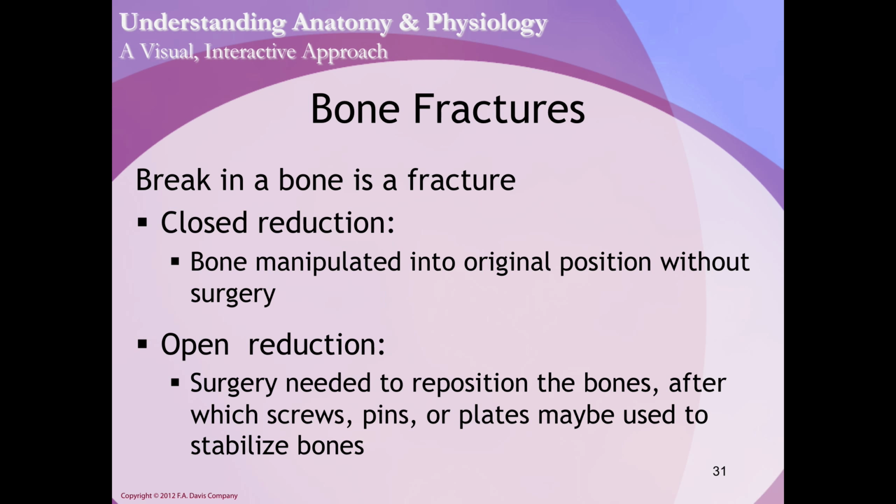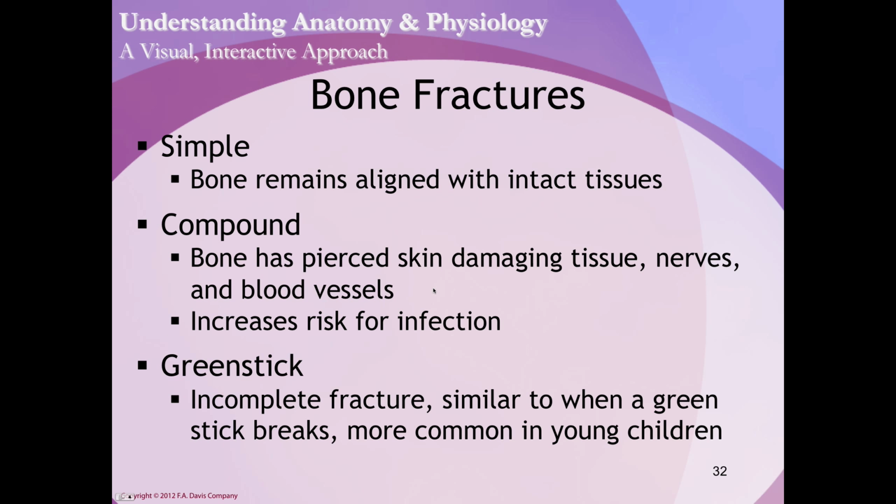Okay, so if you have a break in a bone, this is called a fracture. A closed reduction means that you don't have to open somebody up to fix it. You can just put the two bones together and put them in a cast, and they're good to go. Open reduction means that we have to open somebody up, and surgery is necessary. So you put in screws, pins, plates, etc. to stabilize the bone. That's an open reduction.